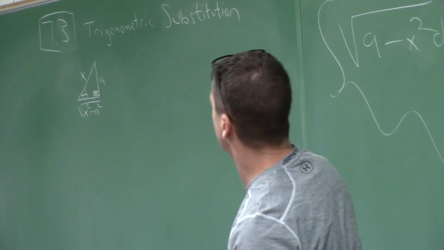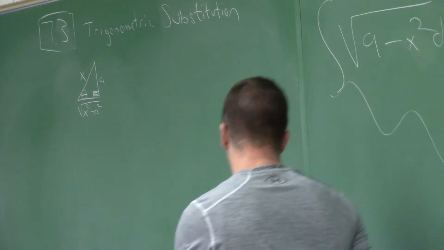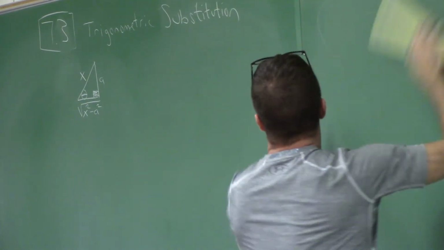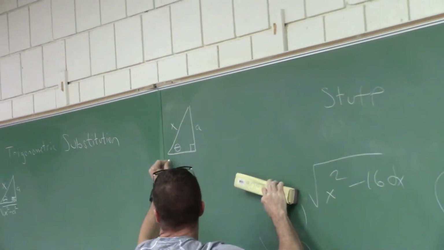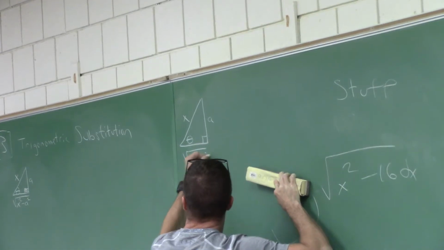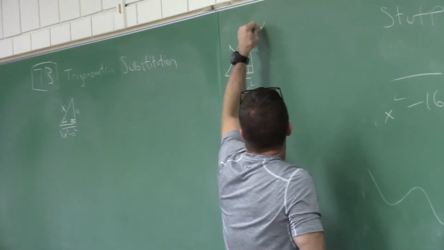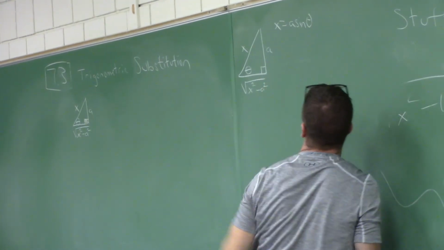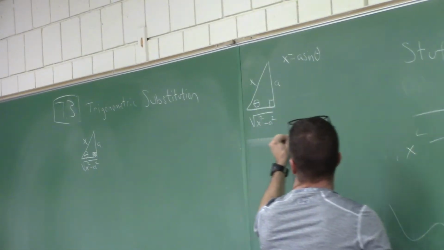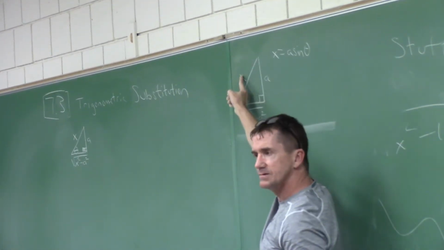What do you notice about sine of theta? Can everyone see that triangle? I'm going to write it really big over here. Theta. This is x. This is a. This is the square root of x squared minus a squared. What do you notice about sine of theta? It's a over x. So what would x equal? x would equal a over sine theta, or a times secant. Do you all agree? Do you agree here that the sine of theta would be opposite over hypotenuse?